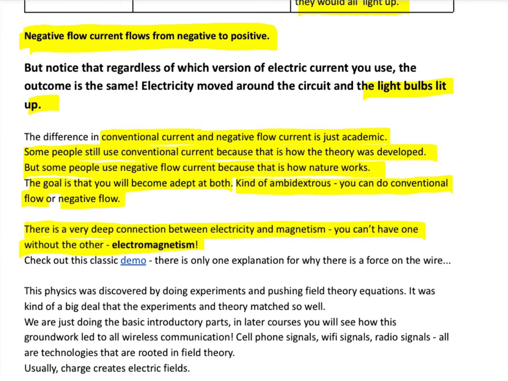There's a huge, deep connection between electricity and magnetism. As I said earlier, you can't have one without the other. For today, we're going to call it electromagnetism. In grade 12, we're going to come back and talk about electromagnetic induction. I'm going to pause this particular video. What I would like you to do is watch this classic demo.